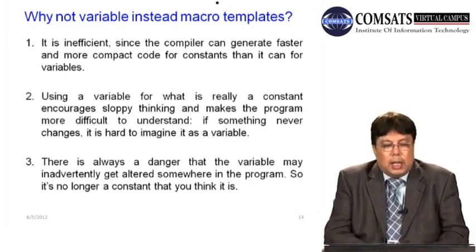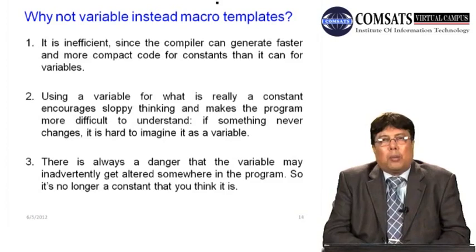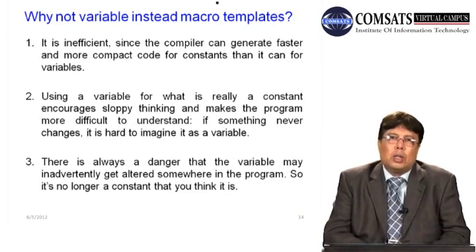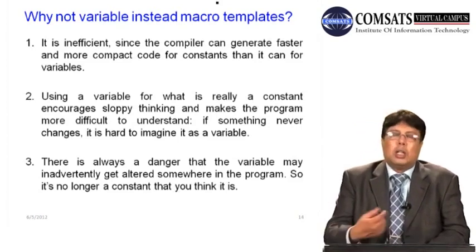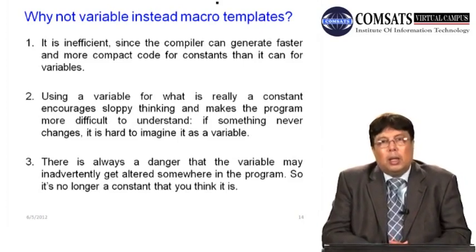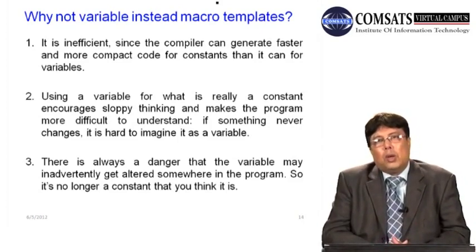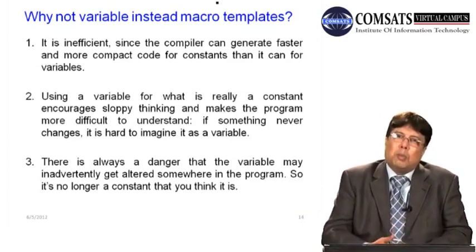Number one, it is inefficient since the compiler can generate faster and more compact code for constants than it can for variables. आपको याद है मेरे शुरू के लेक्चर में जब मैंने आपको बताया था fetch, decode, execute. सो वेरिएबल का पहले आपको एड्रेस निकालना है, उस पर्टिकुलर एड्रेस पे जाना है, उसके डेटा को पिक करना है, उसको फेच करना है. जबकि टेम्पलेट्स के केस में it is very fast. क्यों? क्योंकि at the time where you want to use it, कंपाइलर में जहां पर उस वेरिएबल की वैल्यू यूज करनी है वहां पर ऑटोमेटिकली डेटा is provided.